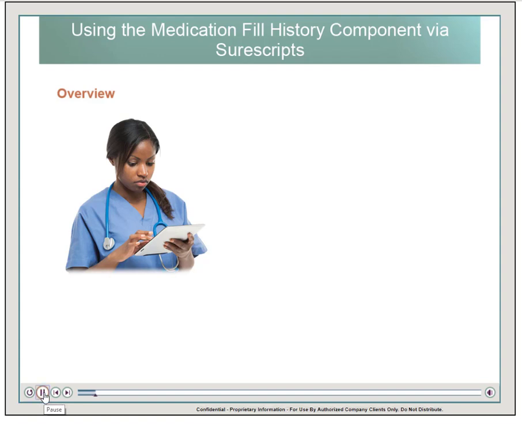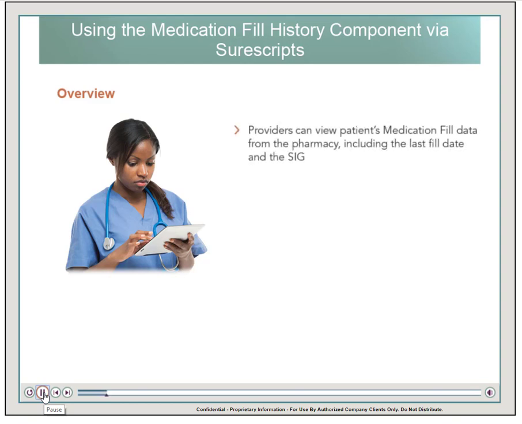Functionality was added to the medication history request option to include pharmacy fill data. This allows providers to view patients' medication fill data from the pharmacy, including the last fill date and the SIG or directions. To distinguish between pharmacy and claim data, new columns and drop-down options were added.